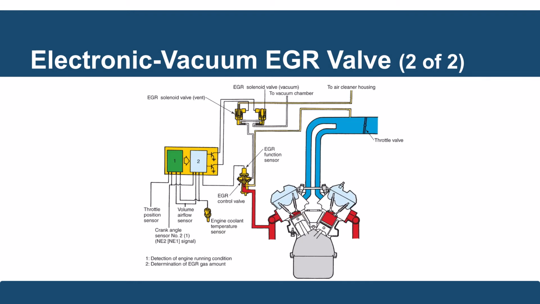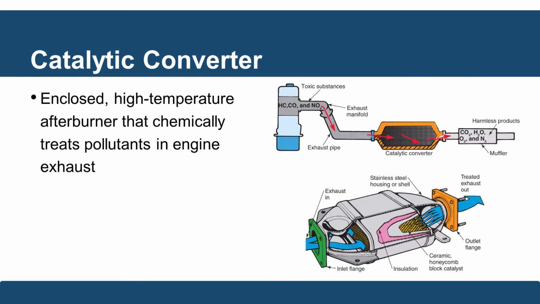The electronic vacuum EGR, you can see here, has two different inputs going into it to determine the engine coolant temperature, what that air volume is, throttle position, of course, crank angle. All these inputs are derived to determine how much vacuum and how much electric signal need to be added to get this very precise movement of that valve to reintroduce EGR back into the engine system.